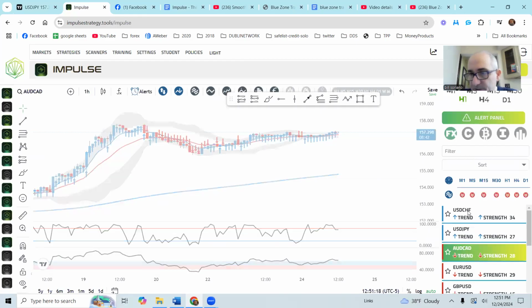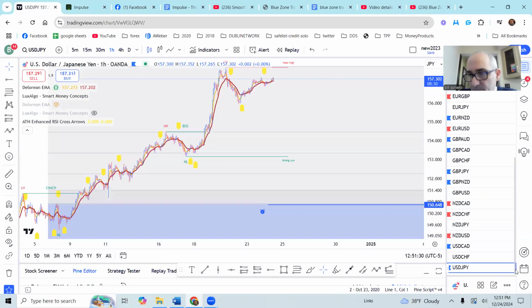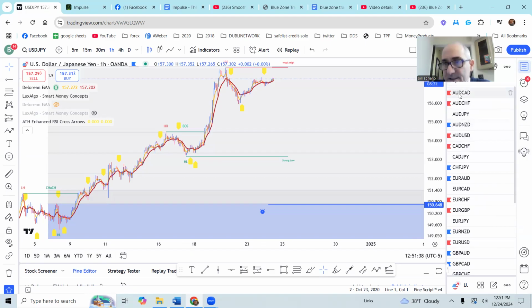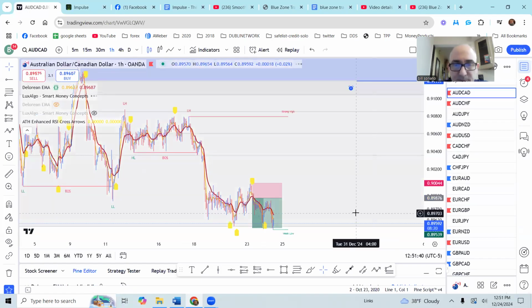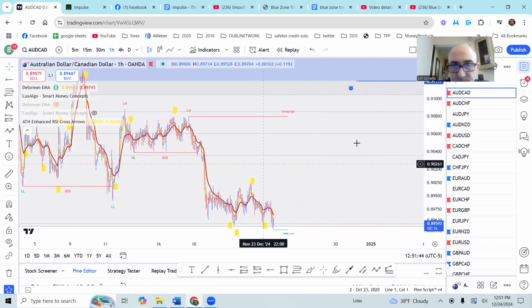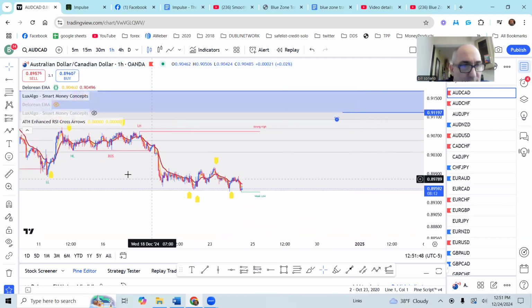Another pair is AUD-CAD. We can see the alert panel says all time frames are bearish. So let's see what we have here. AUD-CAD, right? We have AUD-CAD selected as bearish for the week, right? We have a fib zone drawn, right?